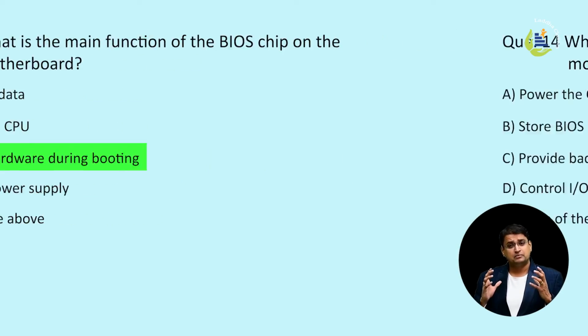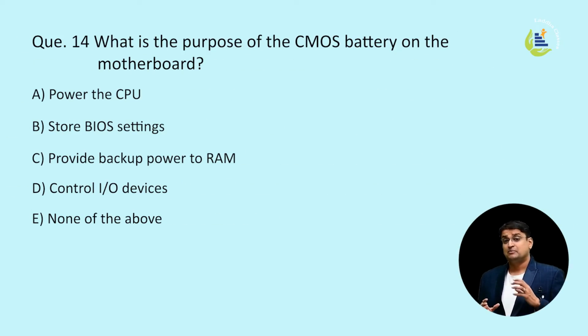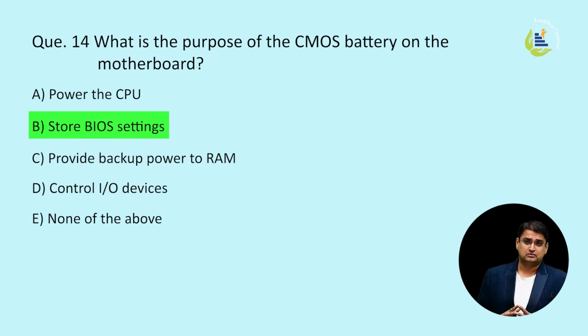system. Question 14. What is the purpose of the CMOS battery on the motherboard? Options are power the CPU, store BIOS settings, provide backup power to RAM, control input, output devices, none of the above. Correct answer option is B, store BIOS settings.